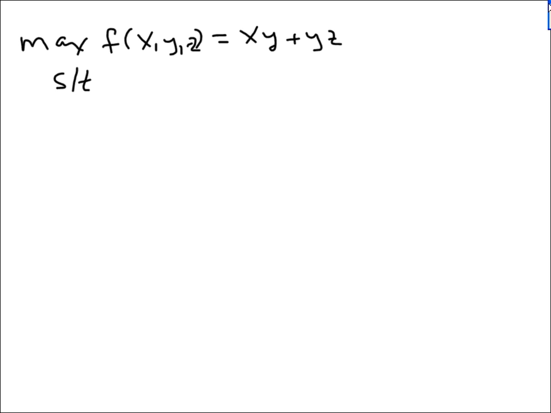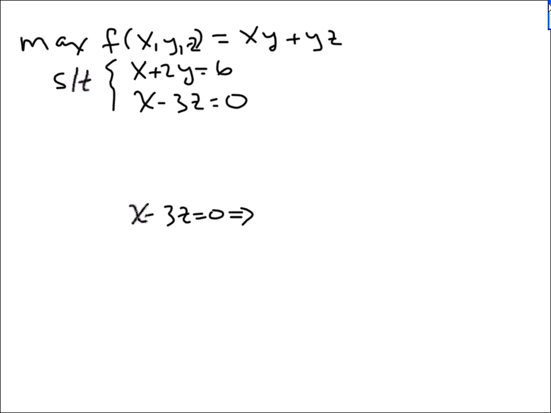Okay. Suppose you now wanted to maximize f of x, y, z, which is xy plus yz, subject to the constraints x plus 2y is 6, and x minus 3z is 0. Now this is an interesting problem, because I could eliminate, say, x. x minus 3z is 0. That implies that x is 3z.